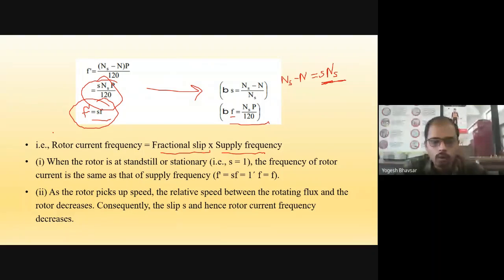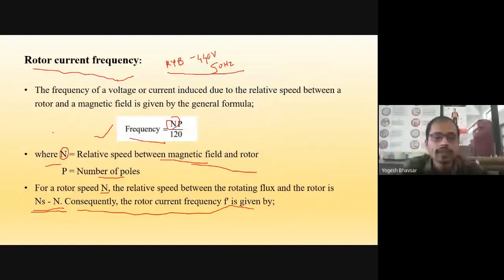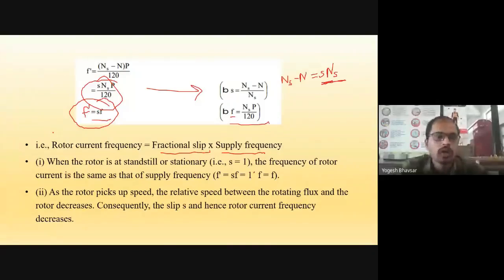This is when the rotor is running, not at standstill. When the rotor is in the stationary position, this formula is not applicable. At that time, the rotor frequency is equal to the stator frequency. Look at the two points we can observe. So remember this formula: the rotor current frequency while running is equal to the fractional slip multiplied by the supply frequency.